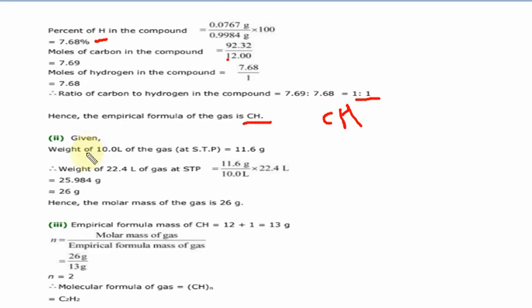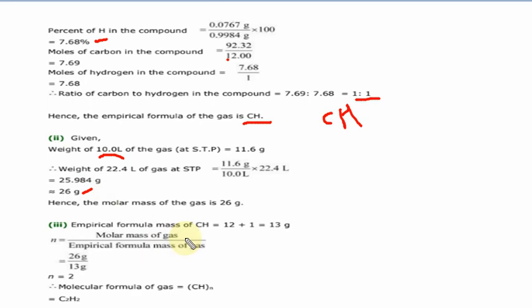Now we have to find out the molar mass of the gas. Given that the weight of 10.0 liters of the gas at standard temperature and pressure is equal to 11.6 grams. So if we have this volume of gas and its weight is this, what will be the weight of 22.4 liters of gas at STP? It's very easy. How do we calculate it? 11.6 divided by this one into this one. It comes out to be 26 grams.